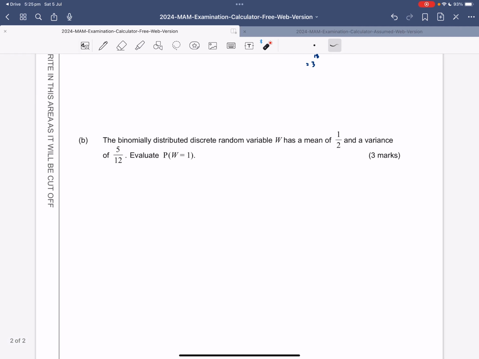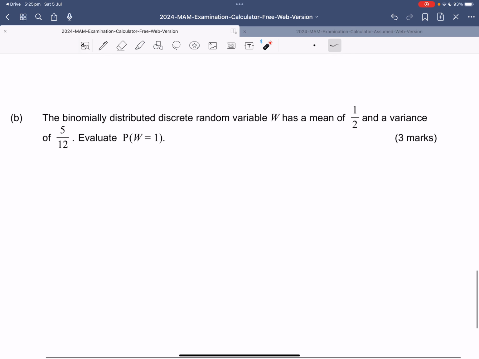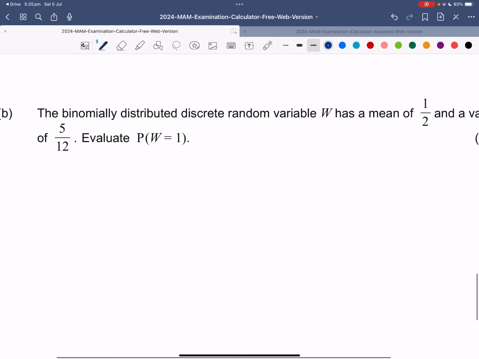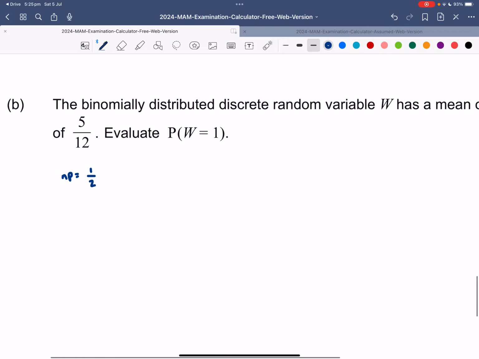Okay, the binomially distributed DRV W has a mean of half and a variance of 5 on 12. Evaluate the probability that W is 1. Okay, it's a binomial with a mean of a half. So the formula for mean is NP. So effectively NP is half. And the variance of 5/12. So that's NP, 1 take P is 5/12. Cool. And we have to evaluate the probability that W is 1.